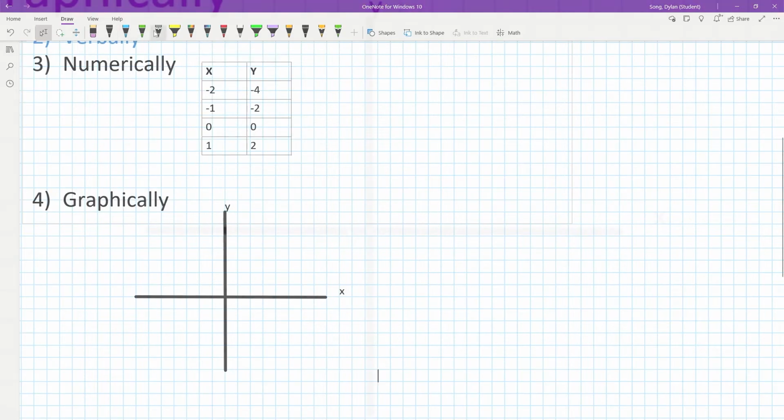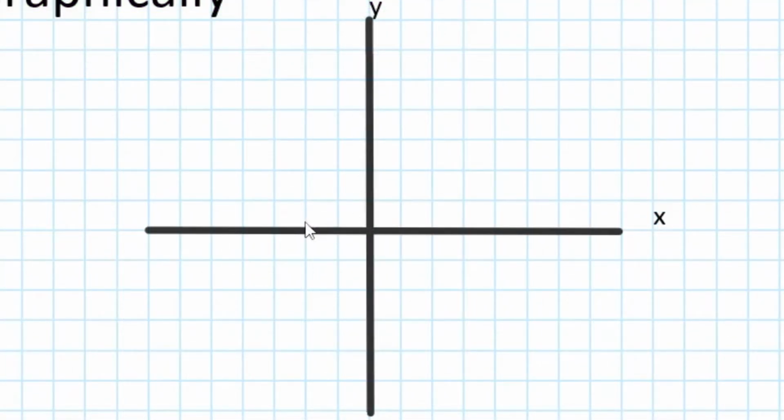So -2, -4: we go to -1, and then -2. But then we have to go down 4 because the y value is -4, right? So we go down 1, 2, 3, and then 4. And then we just put a point right there. And we repeat that for all the other points. This one's -1, -2, so we go to the left by 1, and then we go down by 2. So 1, 2, and put a point there. And the next one is 0, 0, which is right here in the middle. It's also called the origin.